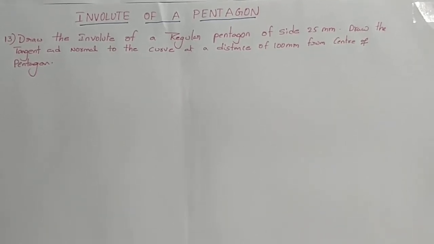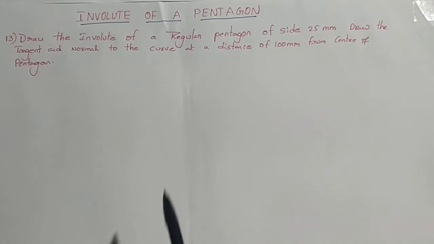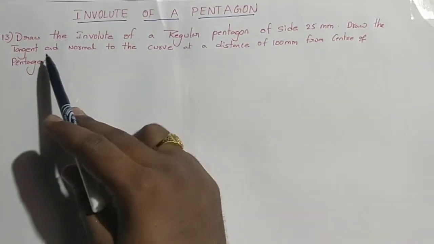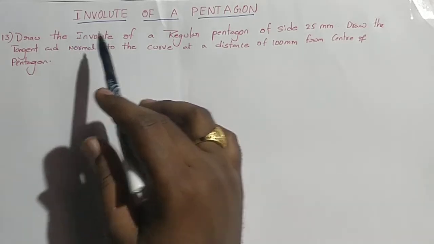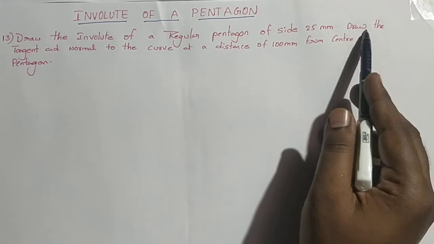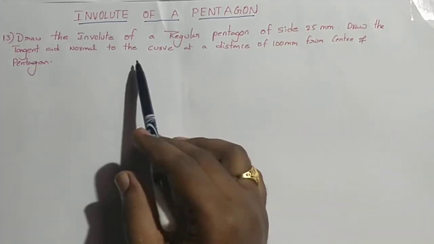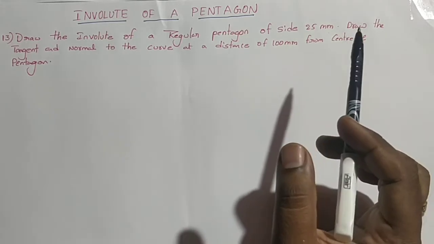In this session, I will explain how to construct the involute of a pentagon. The problem given is: draw the involute of a regular pentagon of side 25 mm. Draw the tangent and normal to the curve at a distance of 100 mm from the center of the pentagon.